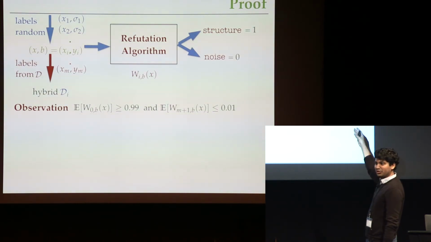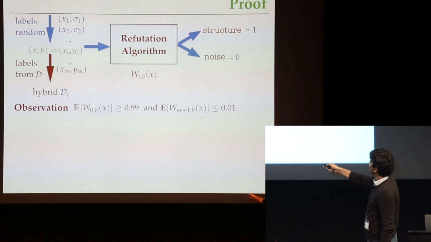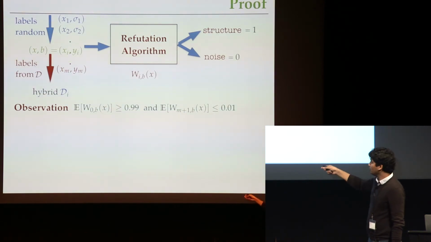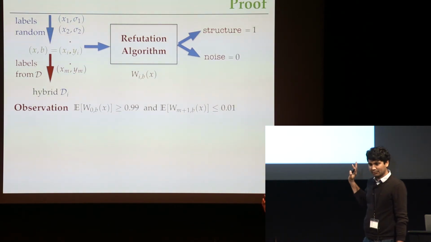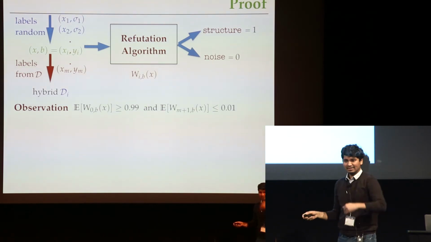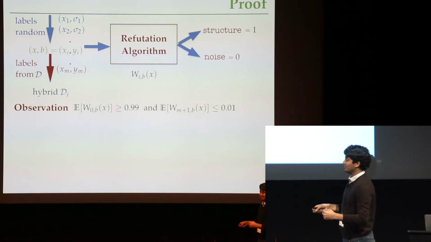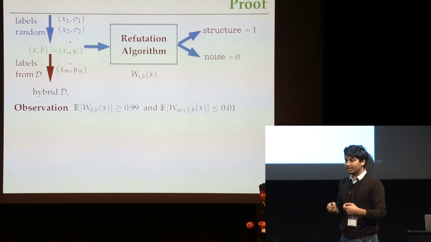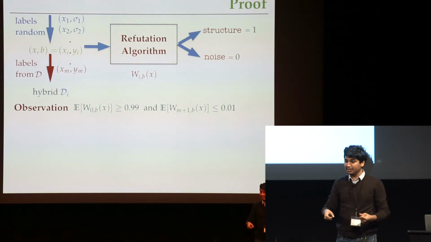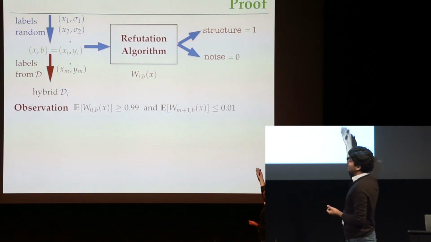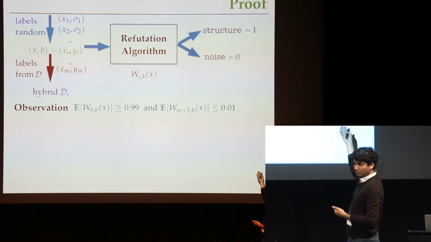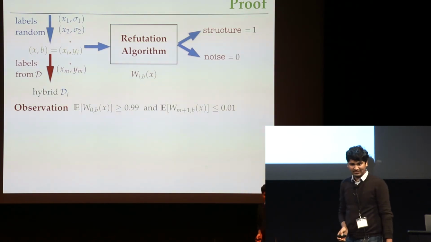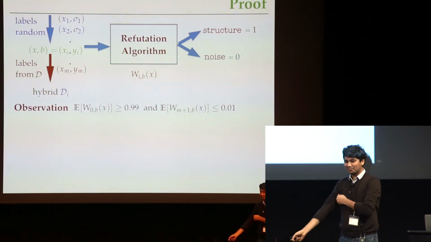And if I make structure equal to 1, then the expected value of this algorithm is going to be close to 1. On the other hand, if I randomize everything, then I know by correctness of the refutation algorithm that it should correctly identify that the right-hand sides were completely random. So it should output basically noise most of the time. Noise means 0, so the expectation should be small. Okay? So now here is the simple observation.